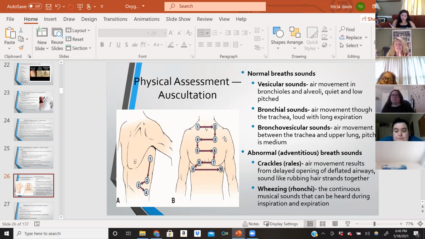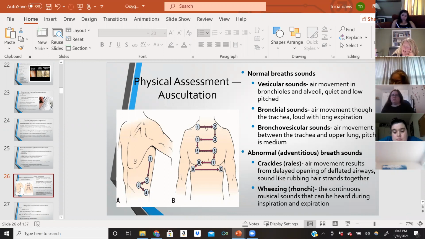Wheezing. So wheezing, your book says, is a continuous musical sound that can be heard during inspiration and expiration. It is kind of a high-pitched sound. It's not always high-pitched. Sometimes it can be low-pitched. You can hear it in the front, in the back, during inspiration and expiration.